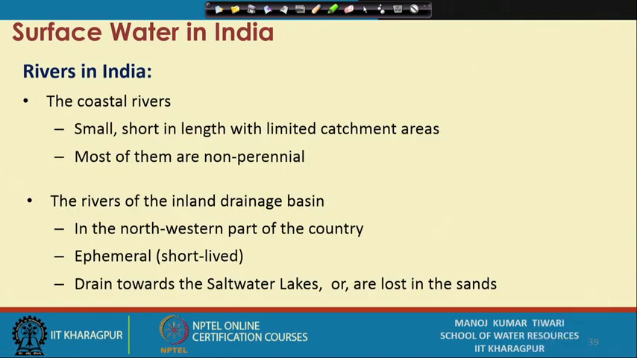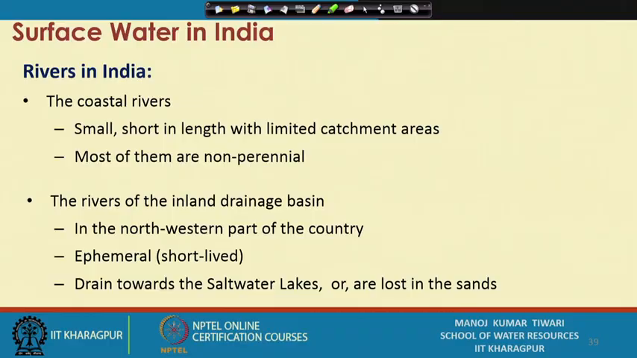Then there are minor categories of river, as we were discussing earlier. So, there are coastal rivers which are basically in the coastal region. They are small, short in length with limited catchment area, and most of them are actually non-perennial. These are very local rivers, with local names given, and you will not see many popular rivers in this category. These are all small rivers, typically in the coastal belt.